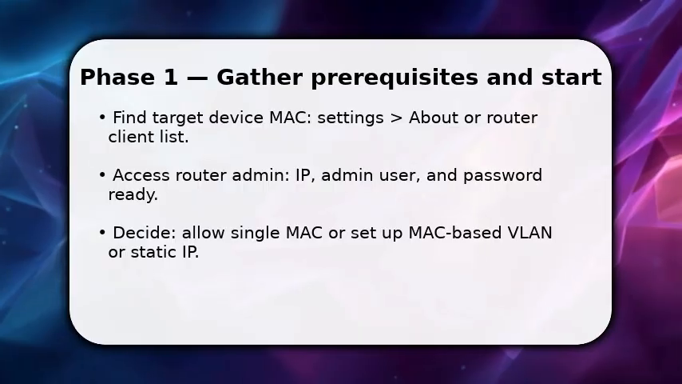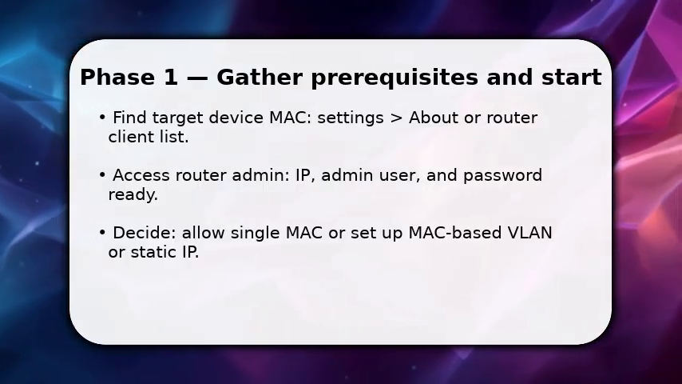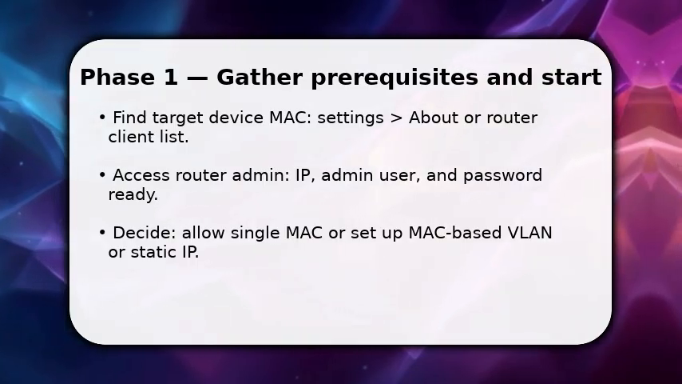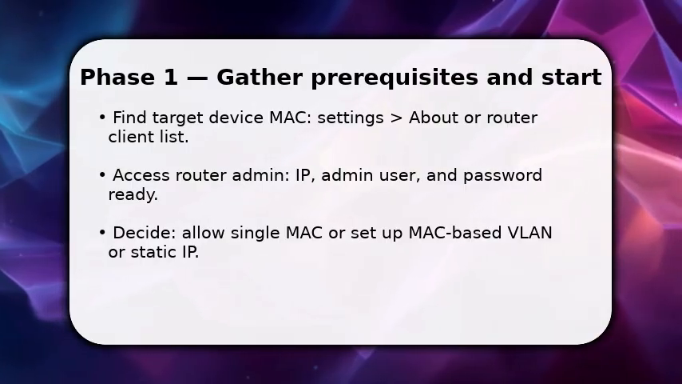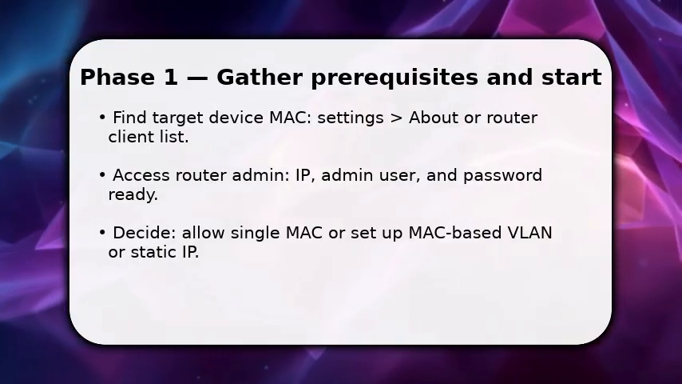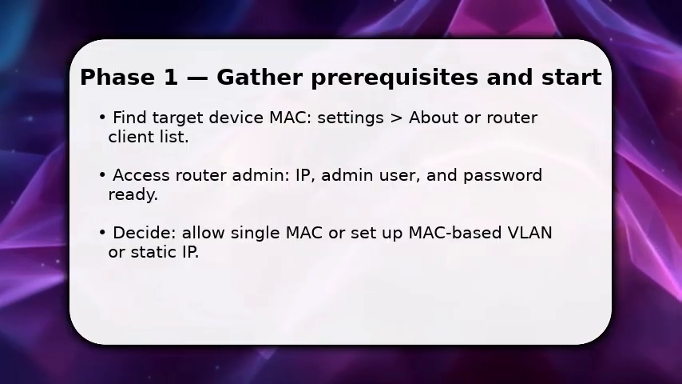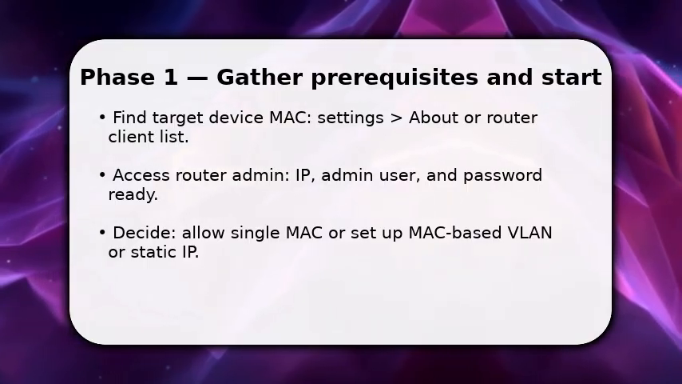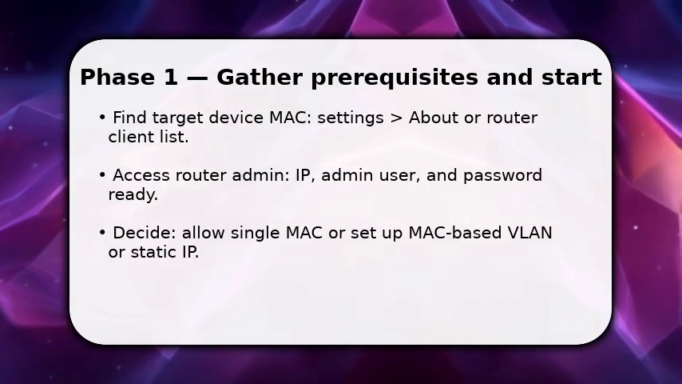Begin now. Locate the device MAC address in its network settings or on the device label, because the MAC is the identifier you will register. Next, log into the router admin panel using the router IP and credentials. You need admin rights to change MAC filters. Finally, decide whether to whitelist this MAC only, assign a static IP, or place it in a specific VLAN. Each choice alters access and security, so pick the method that matches your policy.